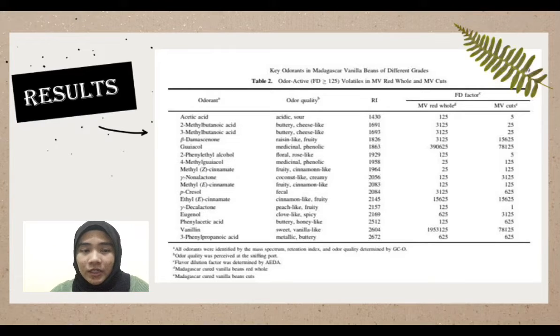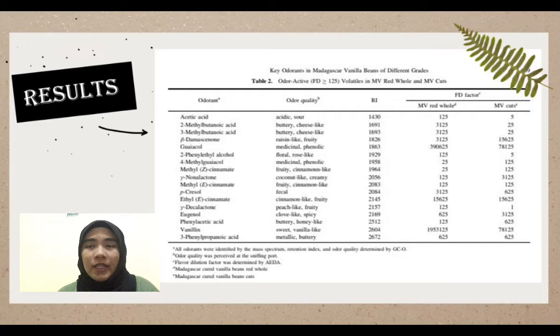FD factor is divided into two types, which are MV red hold and MV cut. For the first odorant, which is acetic acid, it has 125 MV red hold, and for the MV cut, it has 5. For 2-methyl butanoic acid and 3-methyl butanoic acid, they have the same MV red hold and MV cut: for the MV red hold, it has 125, and for the MV cut, it has 25. They both have 25 cut.